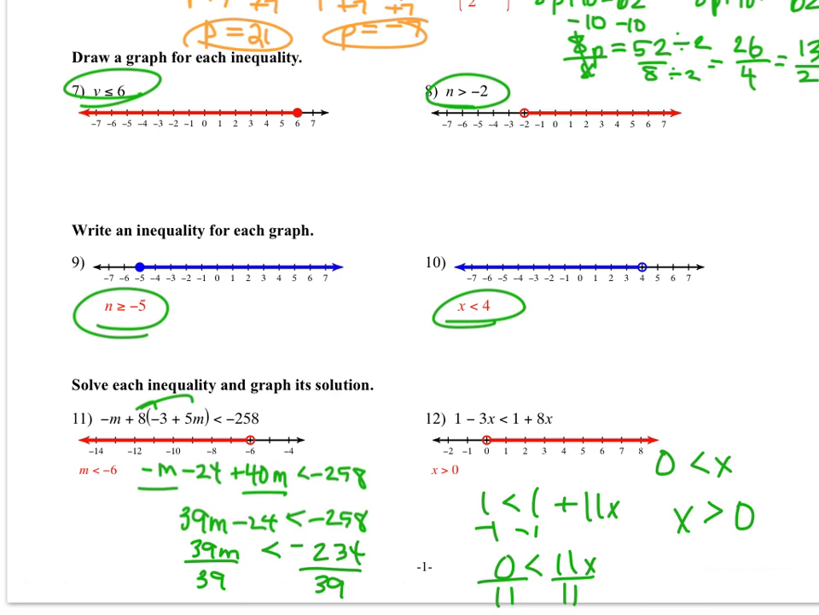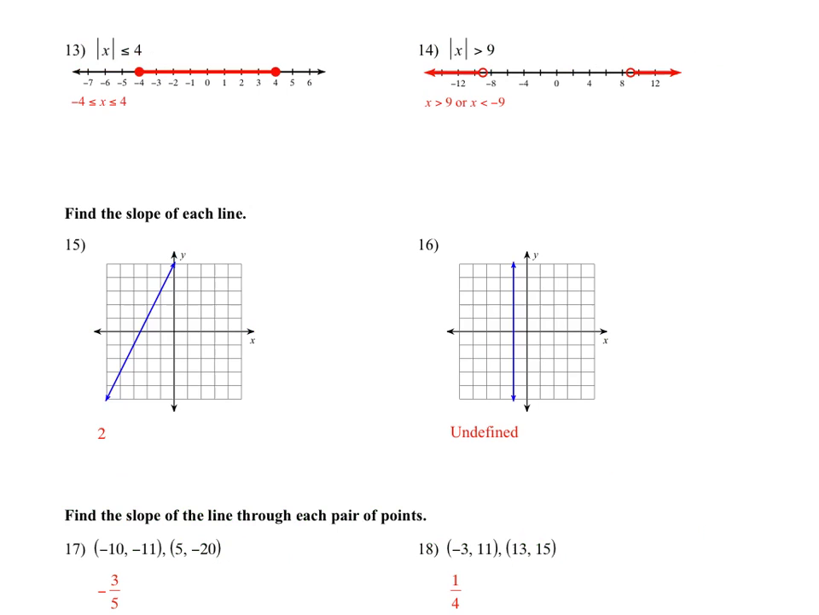So if you have x is greater than 0, you should get the graph that you see right here. X is greater than 0. Remember, you have to flip it around and read it. Everything has to become backwards so that you can have x on the left before you graph.